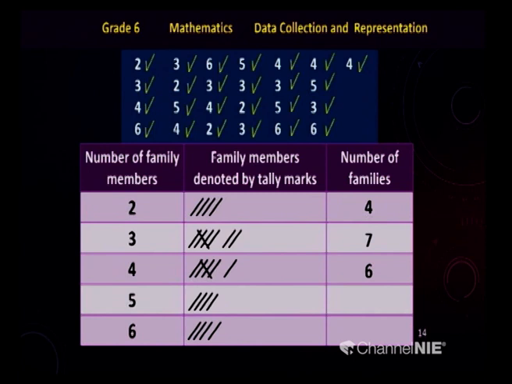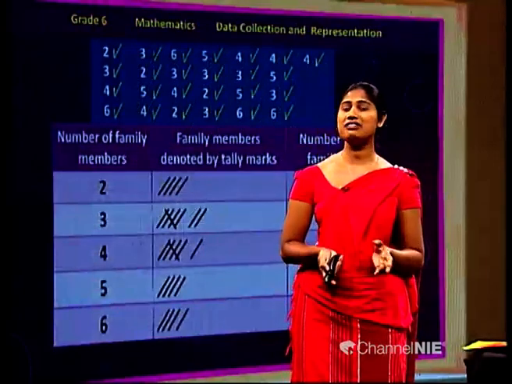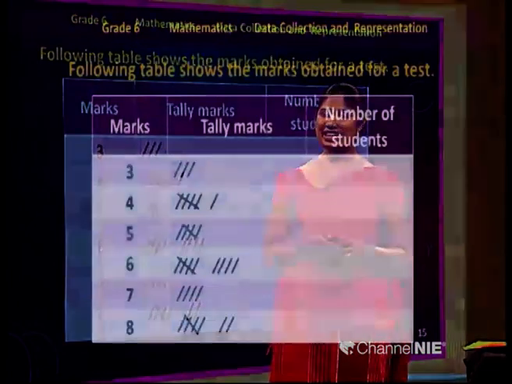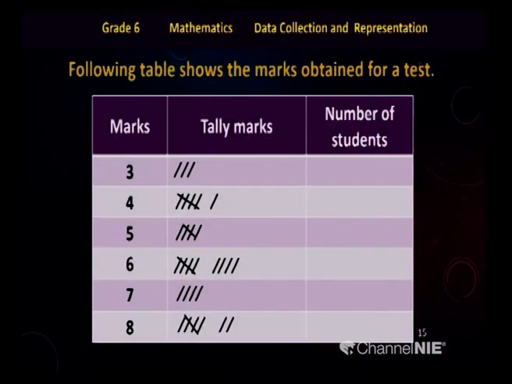Then the number of family members consisting of 5. The number of families with 5 members is 4. Then last one, tell me what's the number there? That is also 4. Okay, I hope you all have completed this table with me. We'll see the next one. It is another part of this lesson.